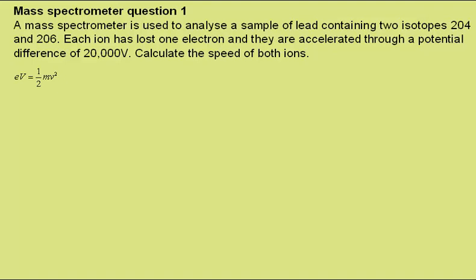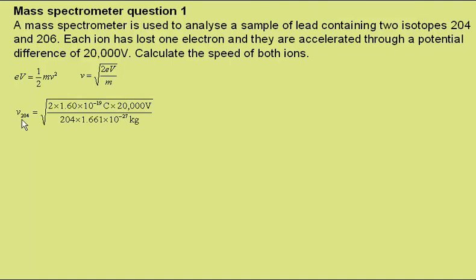Well, for this we need the electron gun equation, and we want to find the speed, so rearranging for the speed we get this expression. The charge on the ions is the charge on the electron, as they've lost one electron. Putting in the numbers for lead-204, we have the mass as being 204 multiplied by the atomic mass unit, which is given on the datasheet. This gives a speed for the lead-204 ions of 1.374 times 10 to the 5 meters per second.